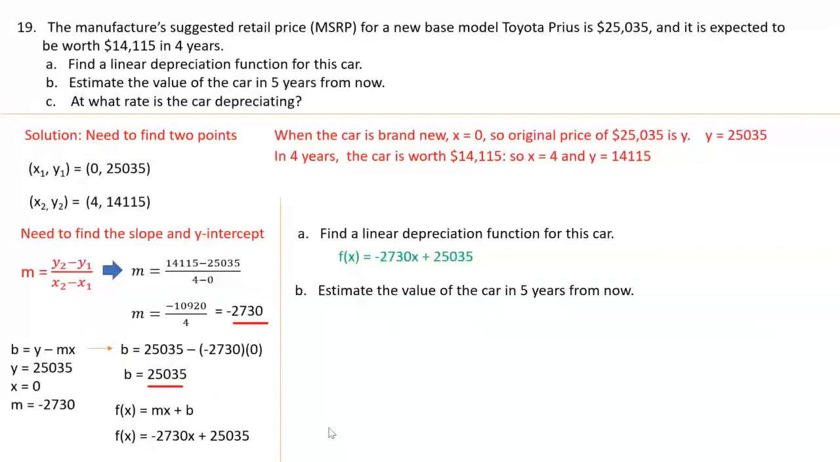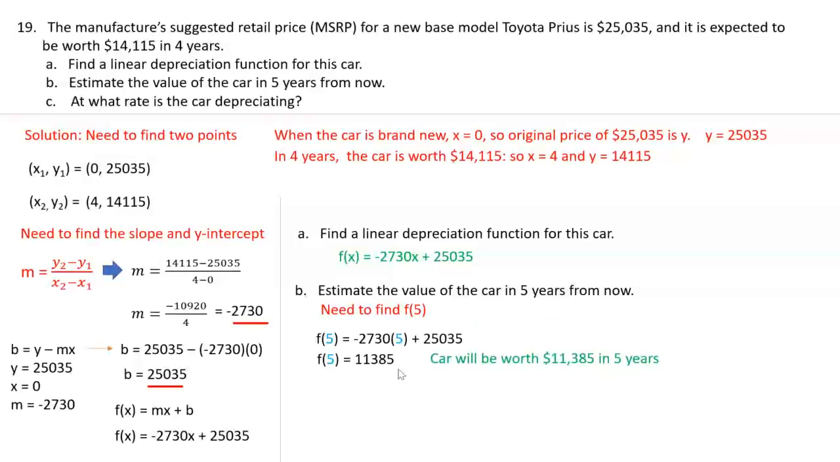Now for part B, estimate the value of the car in 5 years from now. For that one, we use the answer for part A. We're going to find f of 5, which means we're going to plug in 5 for every x in the equation that we found in part A. After we do that, we use a calculator and we get 11,385. So for part B, the car will be worth $11,385 in 5 years from now.